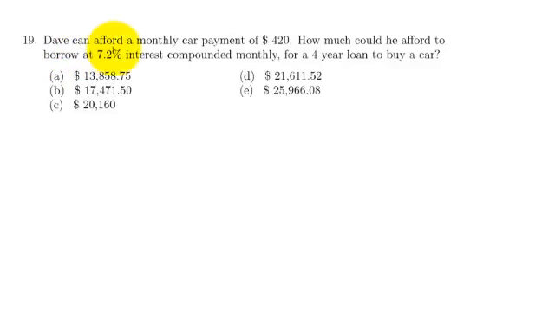So Dave can afford a monthly car payment of $420. How much could he afford? He borrowed at 7.2% compounded monthly for a 4-year loan to buy a car. So we're going to be using that gigantic loan formula.